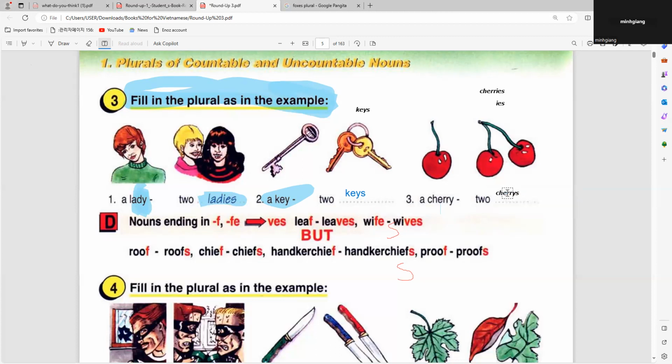So this one, the correct answer is, okay, I will wait for your answer. I will type now. Teacher will type. Okay, yeah, that's right. You will not add S only. You will change Y into I. Don't forget letter I, okay?